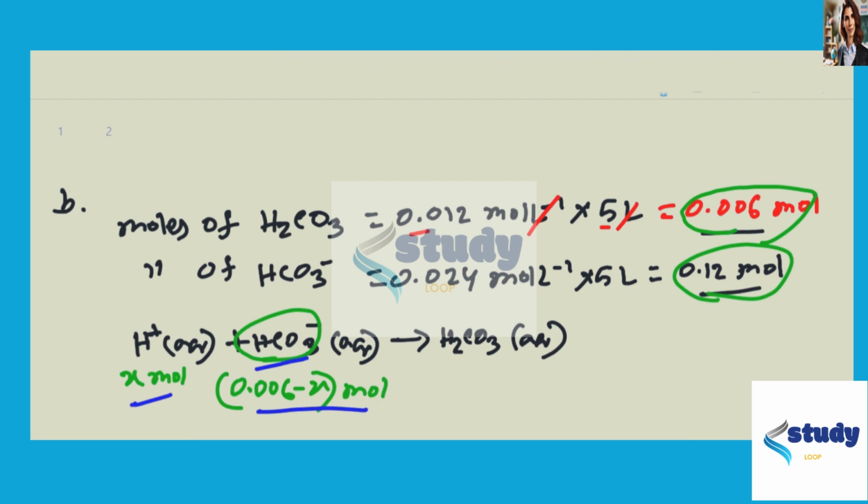So this is the base here, so this much base will be left in the resultant solution, and here is our acid in the product side. We are actually adding x mole to the product, so our resultant product moles will be 0.12 plus x mole. So these are our new number of moles for base and acid. Now we just plug them in our Henderson-Hasselbalch equation with the pH value.